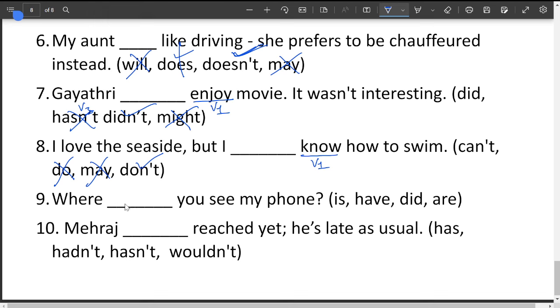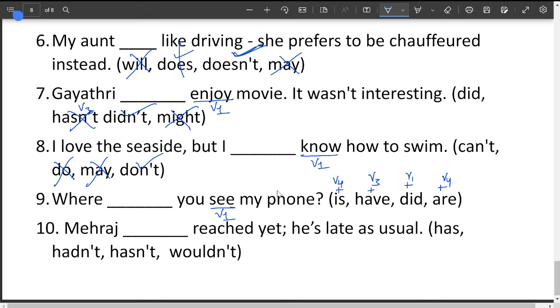Next, where dash you see my phone? See, this is C. C means V1. Okay, now look at this rule. Is is followed by V4. Have is followed by V3. Did is followed by V1. Are is followed by V4. Now tell me which is your answer. Direct answer this is. According to the clues I have given you, which is your answer?